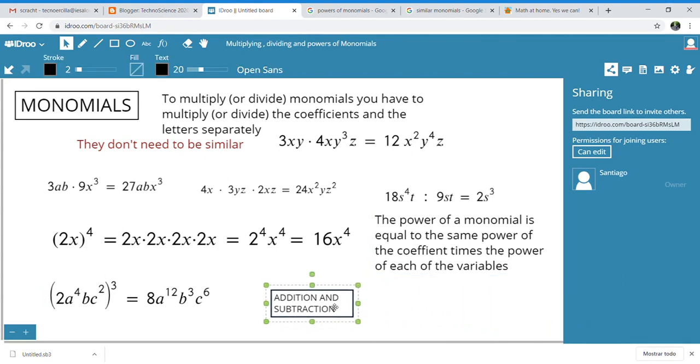For addition and subtraction, remember that you have to check if they are or not similar. For product, division, or powers, you only operate. And with this, I have finished explaining how to multiply, divide, and do the powers of monomials. So now you're ready to do the exercises.